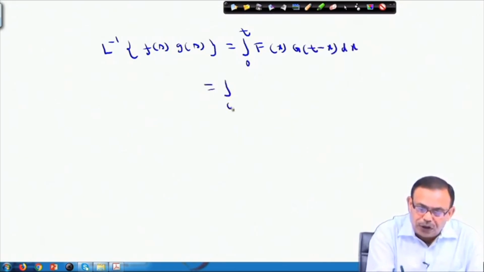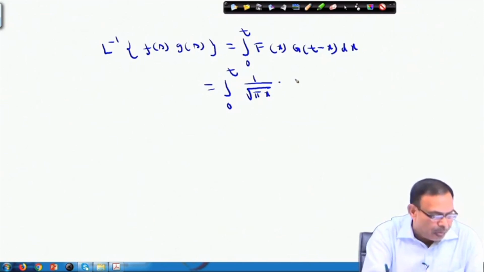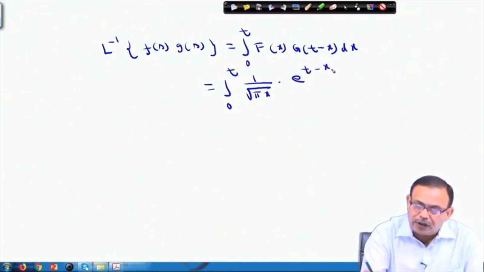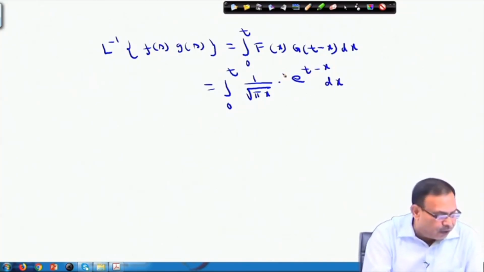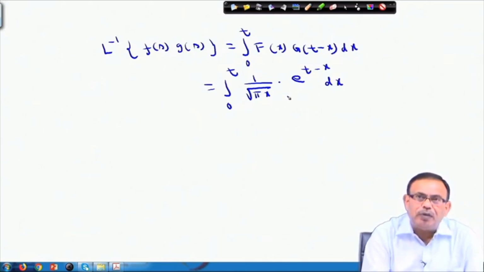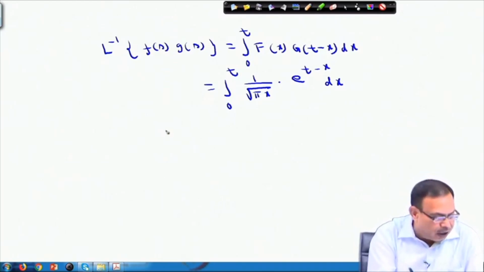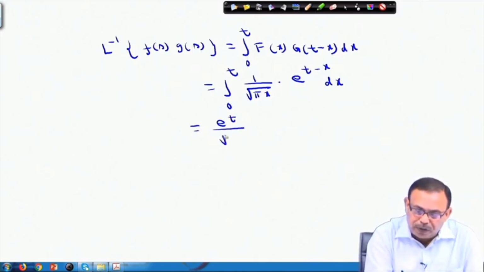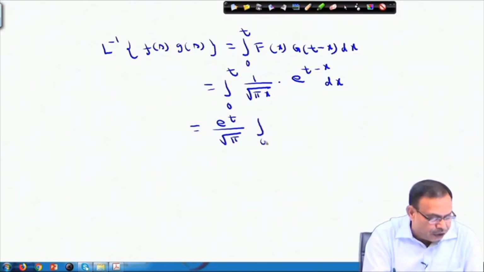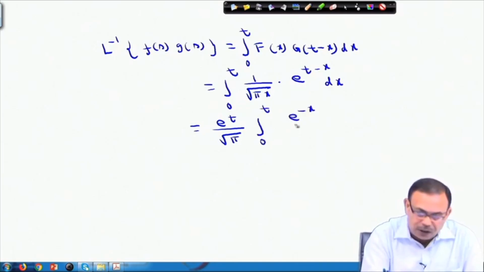So, in 0 to t, what is your f(x)? f(x) is nothing but 1 by root pi x, since f(t) was 1 by root pi t, into e to the power t minus x dx. So, effectively, you now have to just evaluate an integral to find the Laplace inverse of the function. To evaluate the integral, you can write e to the power t by root pi outside, integral from 0 to t of e to the power minus x by root x dx.